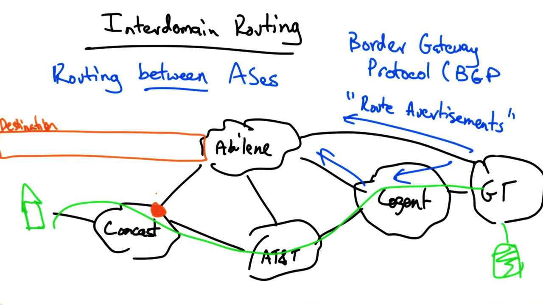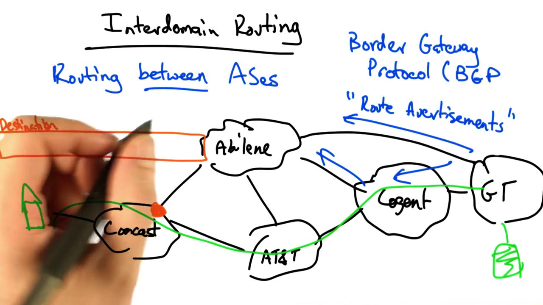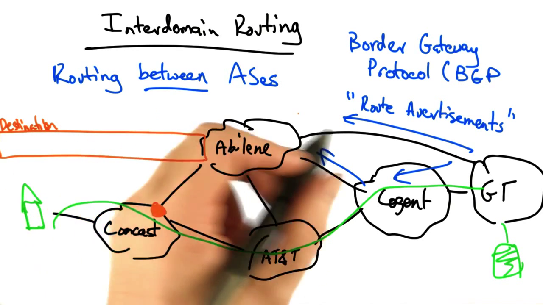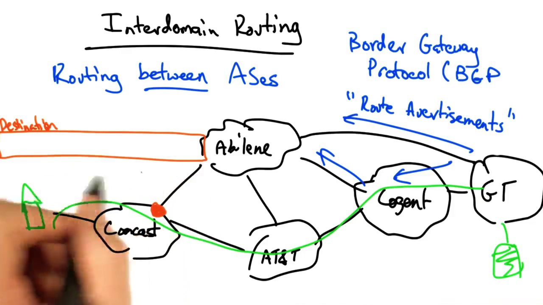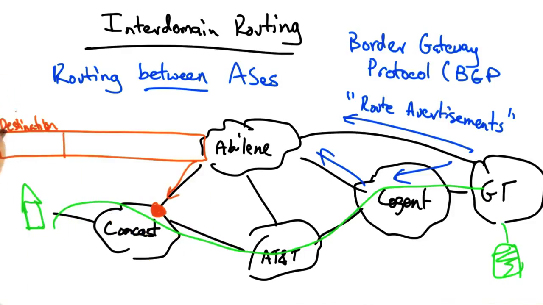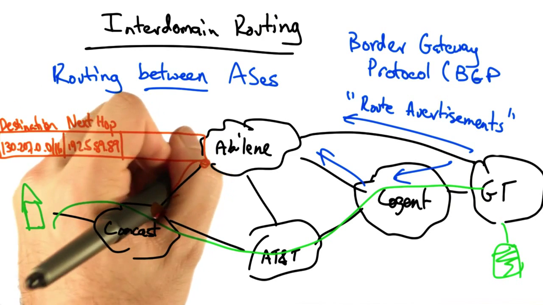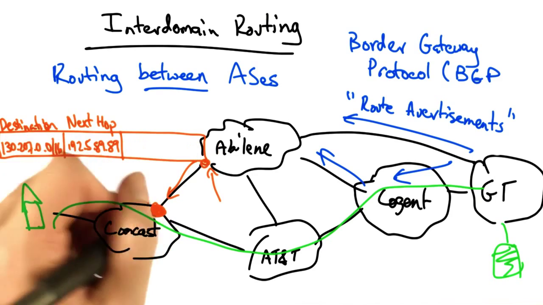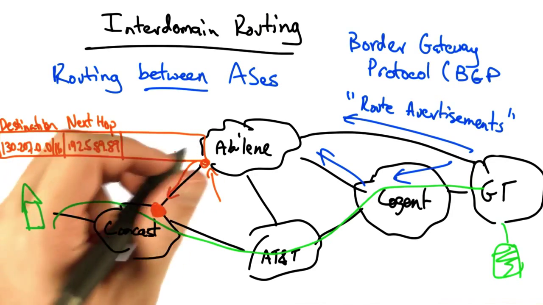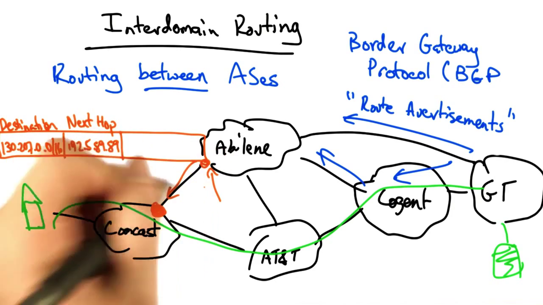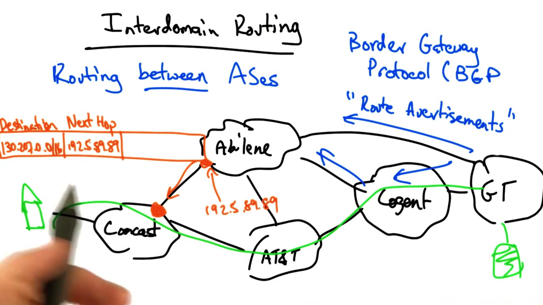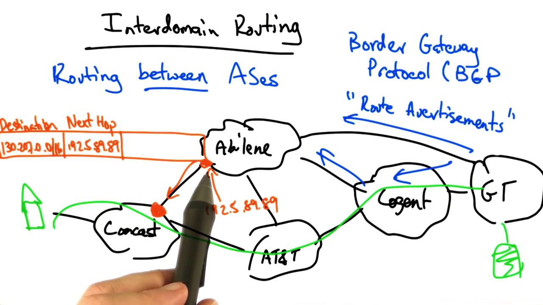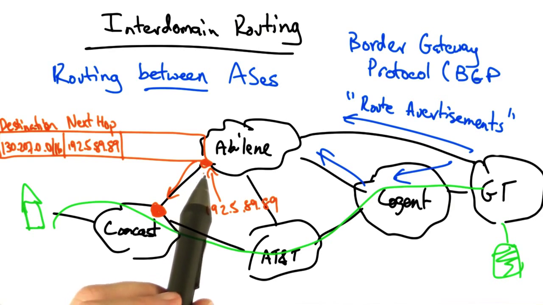Now, a router here, let's say in the Comcast network, might receive a route advertisement, typically from its neighboring AS. That route advertisement might contain a destination prefix, such as the IP prefix for Georgia Tech. Then it might contain what's called a next hop IP address, which is the IP address of the router that the Comcast router must send traffic to in order to send traffic along that route. Typically, that next hop IP address is the IP address for the first router in the neighboring network.